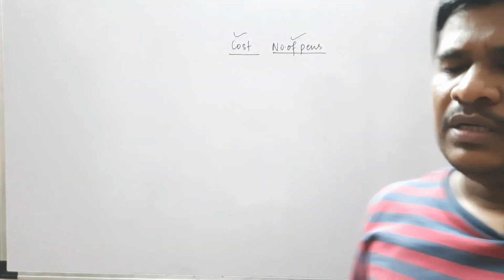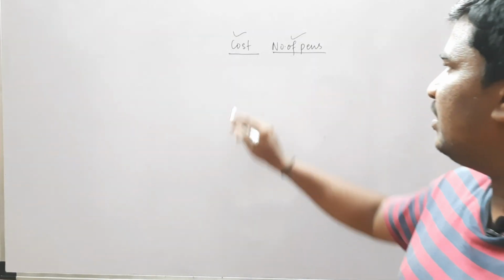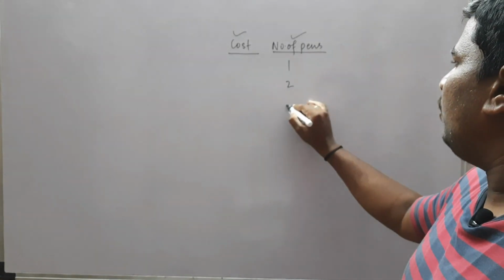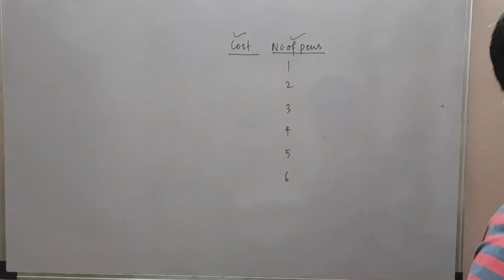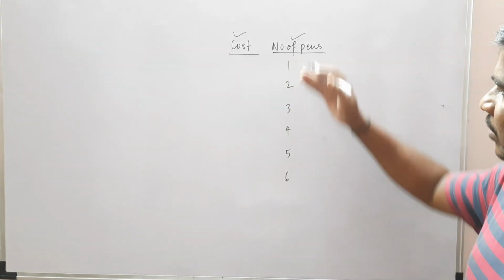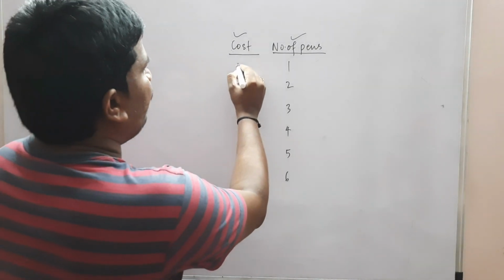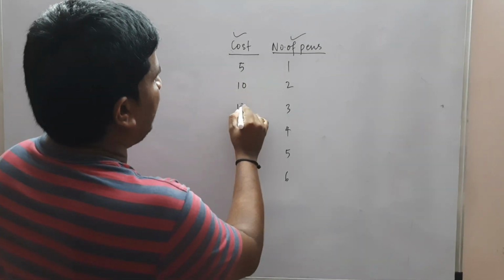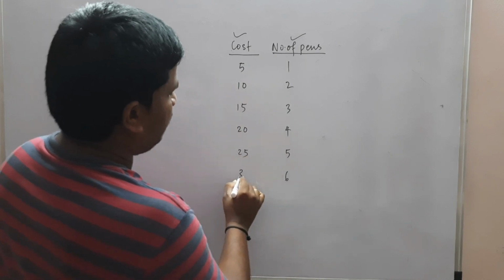So let me draw a box here which consists of cost and number of pens. So I take cost here, I take number of pens here. Say let me write 1, 2, 3, 4, 5, 6, something like this. So I stopped here, I stopped taking up to 6. So here you'll write 5, here you'll write 10, here you'll write 15, here you'll write 20, 25, 30.